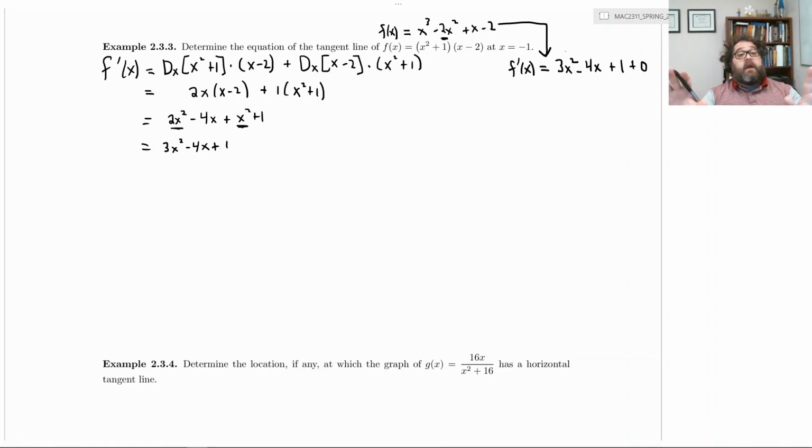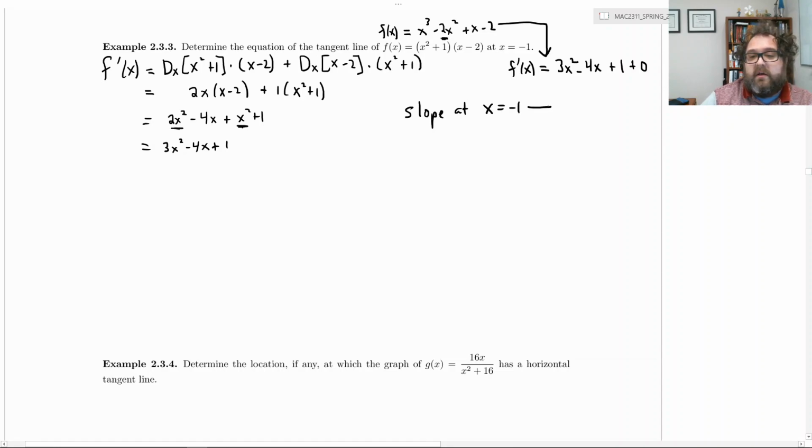But remember, we're not done. That's just the first step here. Because the question here is not to find the derivative. The question here is to find the equation of the tangent line at x equal negative 1. So if you want the slope at x equals negative 1, the way you do that is to evaluate f prime of negative 1. So you find the derivative and you evaluate at negative 1.